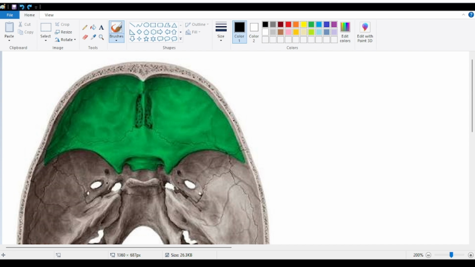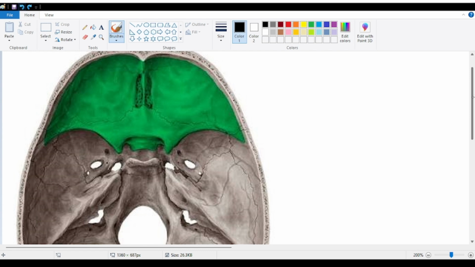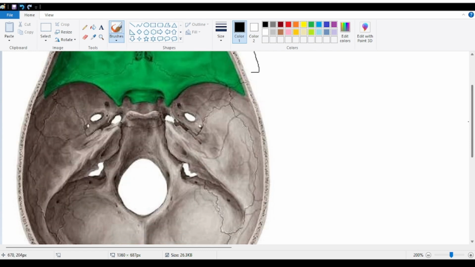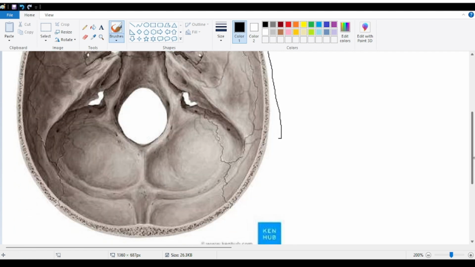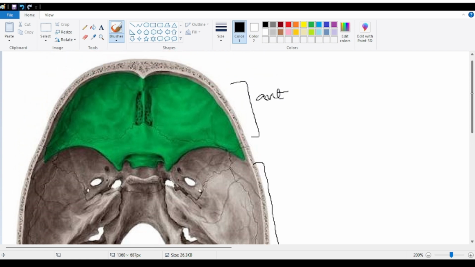Today we are going to discuss the anterior cranial fossa. As we know, the interior of the skull is divided into three main fossas: the anterior, middle and the posterior cranial fossa. As you can see in this figure, this green highlighted portion is the anterior cranial fossa. Then here is the middle cranial fossa, and at the posterior aspect there is the posterior cranial fossa. So today in this video we are going to talk about the anterior cranial fossa.